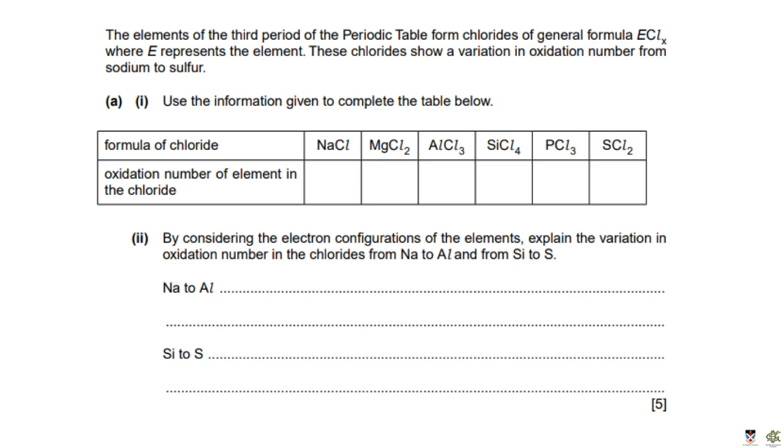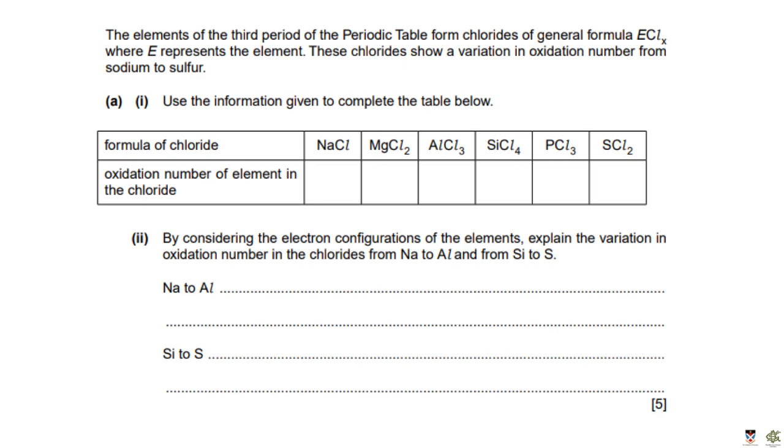And then the last one of the practice questions for this video: the elements of the third period of the periodic table form chlorides of general formula ECl_x, where E represents the element. These chlorides show a variation in oxidation number from sodium to sulfur. Use the information given to complete the table below. So you're given the formula of different chlorides, and we have to use that to calculate the oxidation number of the element in the chloride. Let's just look at the question first. By considering the electron configurations of the elements, explain the variation in oxidation number in the chlorides from sodium to aluminium and from silicon to sulfur.